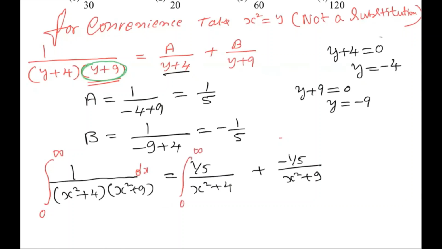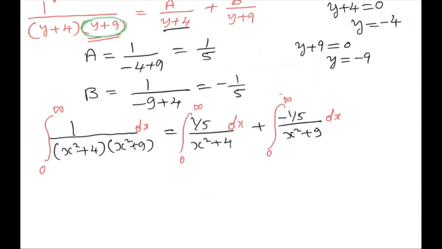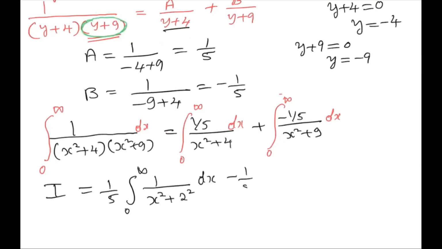Integral 0 to infinity dx. So that is the given integral. I keep 1 by 5 outside. Integral 0 to infinity 1 upon, we can write this as x square plus 2 square dx. Now minus 1 by 5 outside. Integral 0 to infinity 1 upon x square plus 3 square dx.